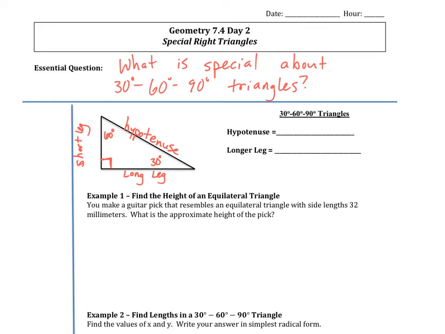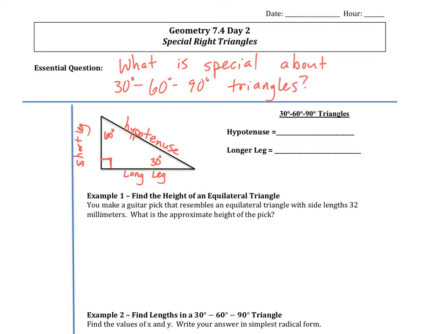The short leg is across from the 60-degree angle, and the long leg is across from 60, short leg across from 30. Sorry, I mixed it up. Short leg across from 30, long leg across from 60. Okay. So what we know about these is the hypotenuse.